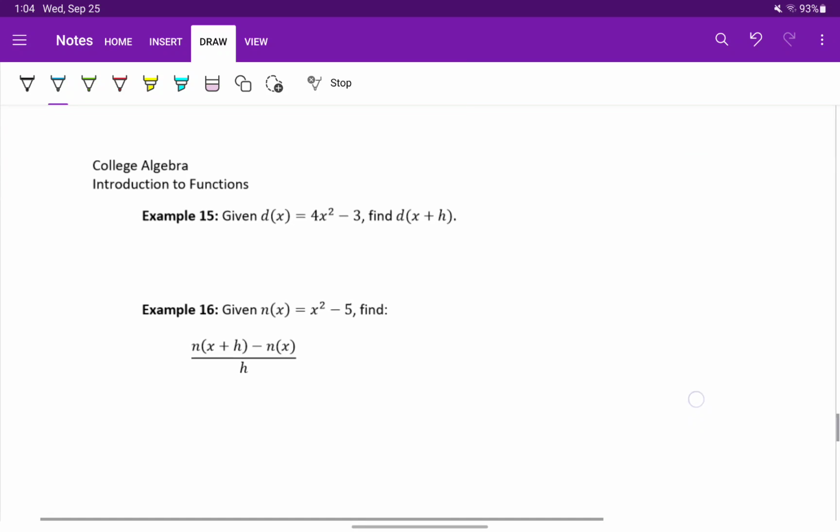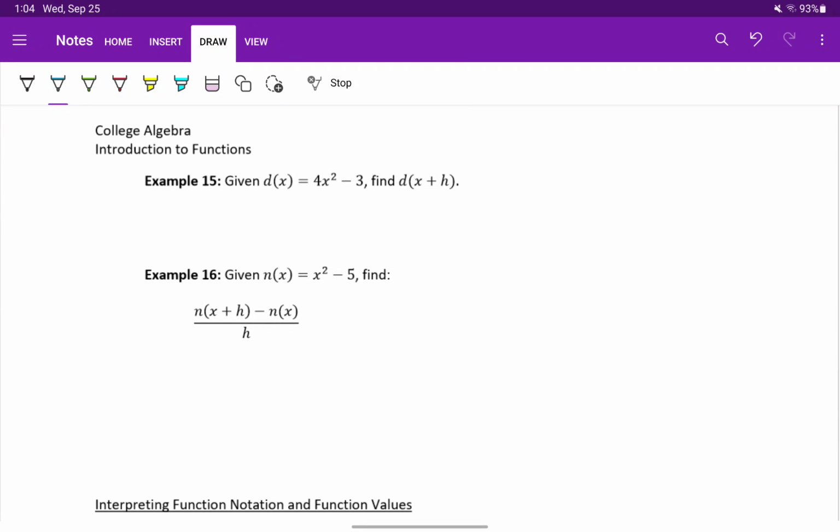It's a good idea to get a fair amount of practice with evaluating functions at an expression rather than a number. That tends to be an idea that trips people up a little bit. But again, in this example, if we want to find d of x plus h, we're doing the same thing that we did when we wanted to find, say, d of 2. Everywhere there's an x in the function, we replace that with this new expression.